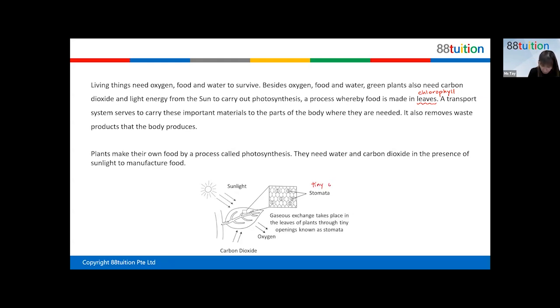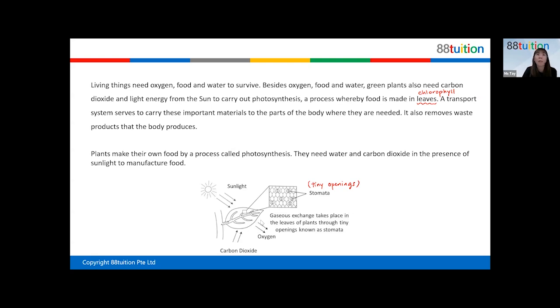Where are they found? Any idea? Where are they found? Underside of the leaf. Is it just the underside? Mostly underside. You can also find them on the top side, the upper side. So top side, underside. You can talk about this. Now, the top side of the leaves will have lesser stomata. The underside has a lot more.